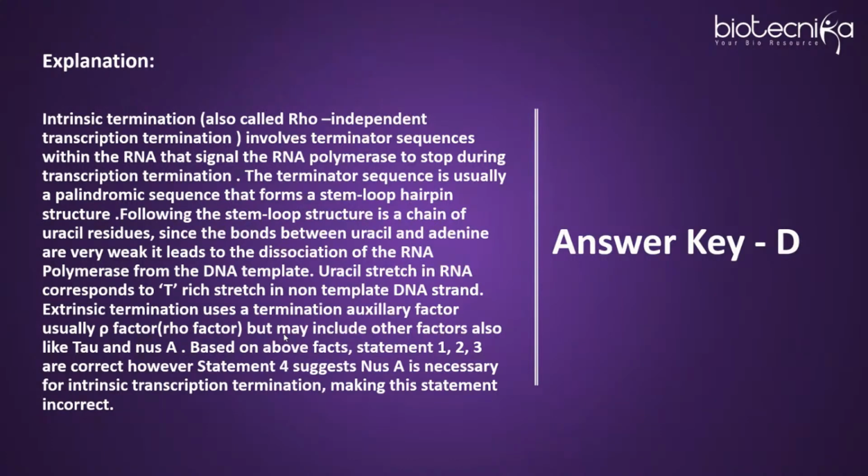Since the bonds between the uracil and the adenine are very weak, the adenine would be present in the DNA, while this uracil would be present in the pre-mRNA which is being synthesized, right? The bond between adenine and uracil is a very weak bond, which will lead to the dissociation of the RNA polymerase from the DNA template. This is how termination takes place in intrinsic termination. Now, the uracil stretch in RNA corresponds to the T-rich stretch in the non-template DNA strand. So this much is clear, right?